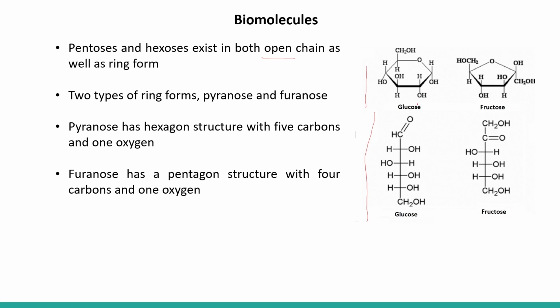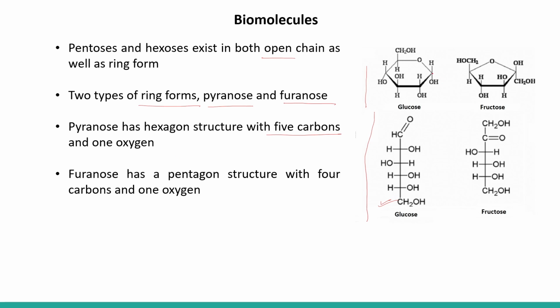So here you can see glucose in the form of a ring structure, and here it is present in the form of an open chain. And we have 2 types of ring forms, pyranose and furanose. So pyranose is a hexagon structure with 5 carbon atoms and 1 oxygen atom.